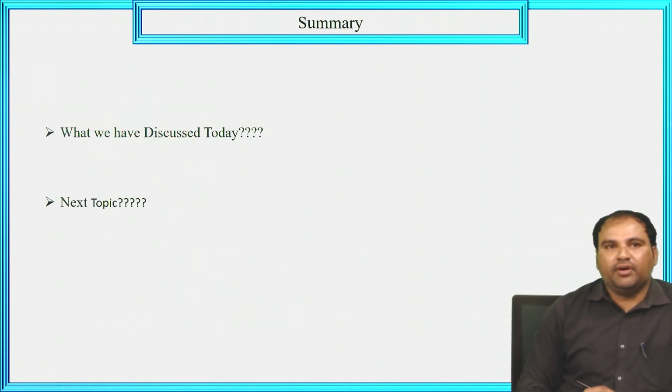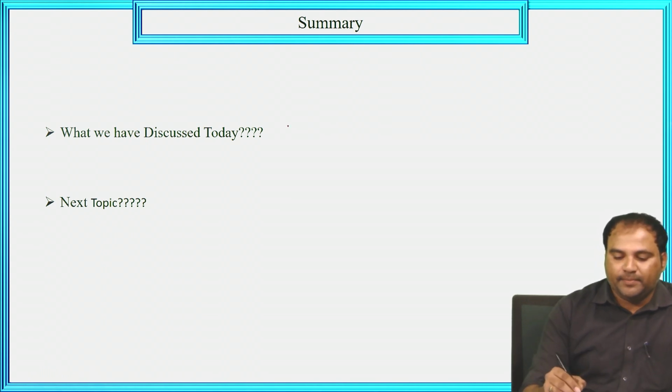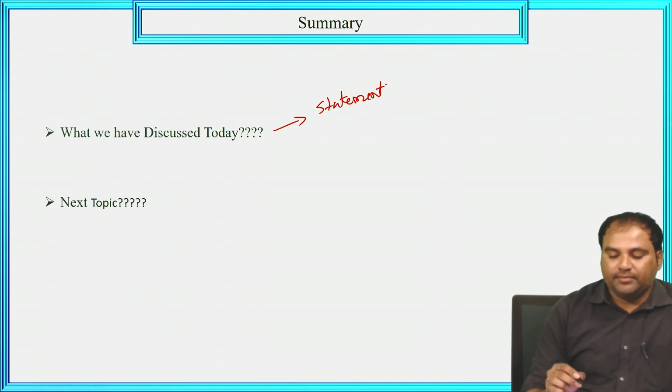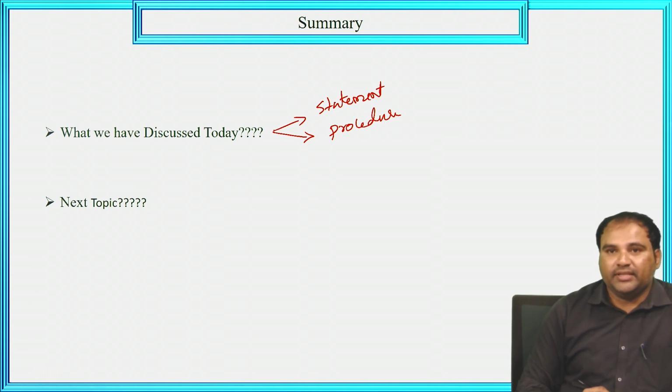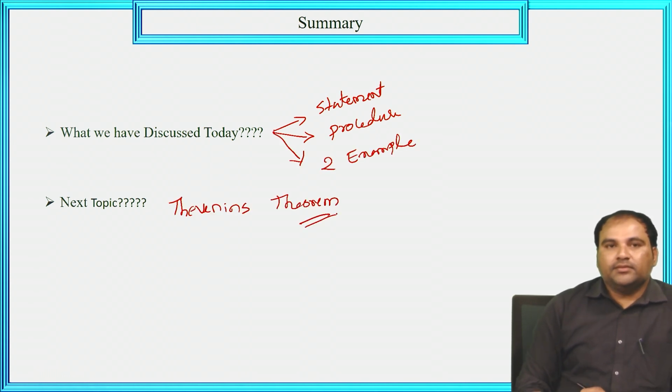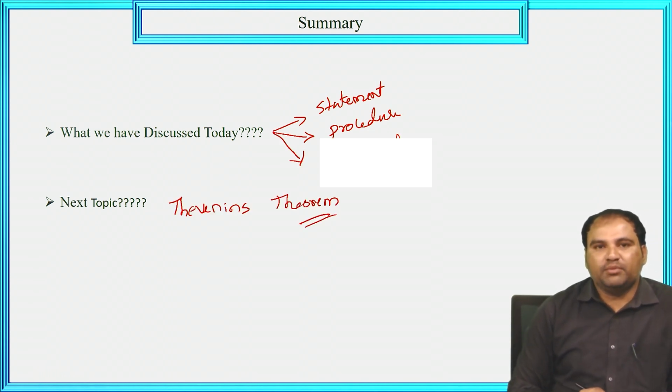So what we have discussed today: we have discussed the statement of the superposition theorem and the procedure or steps. What are the steps involved in the superposition theorem? Next lecture we are going to discuss Thevenin's theorem. So thank you.